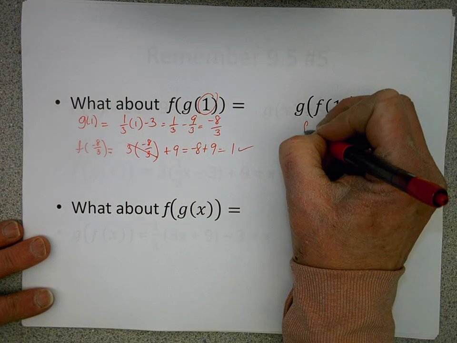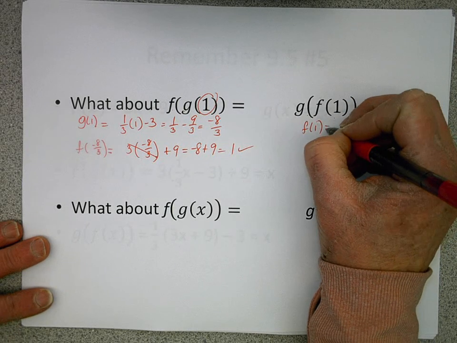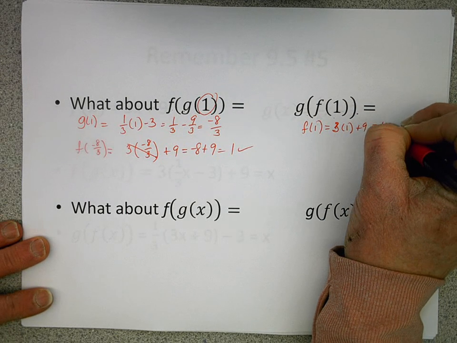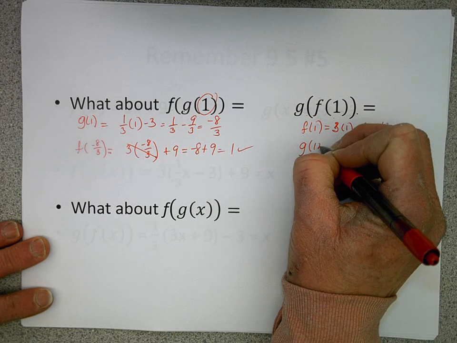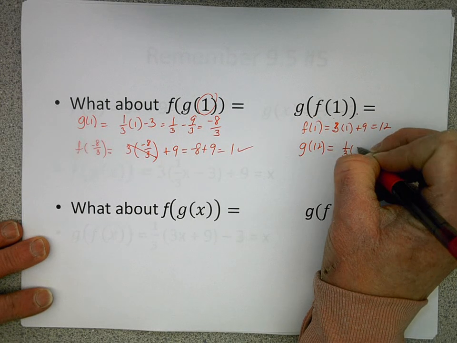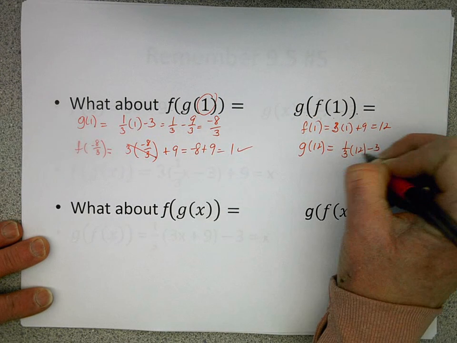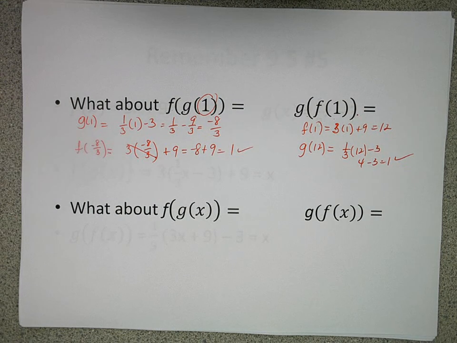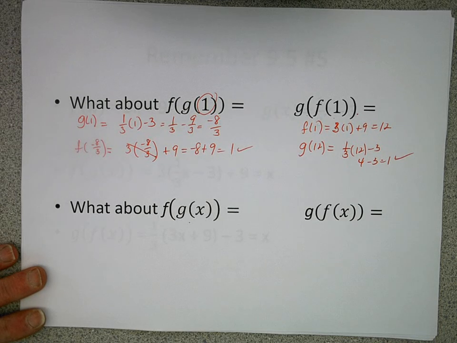And again, do the same thing. Start with the f equation. Plug in 1. So 3 times 1 plus 9 is 12. And now plug 12 into your g equation. You get 4 minus 3, which is 1. They're inverses.